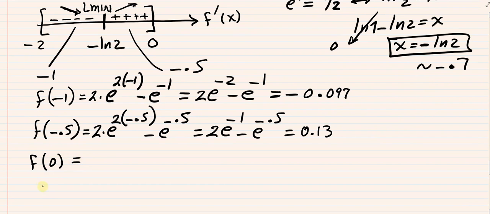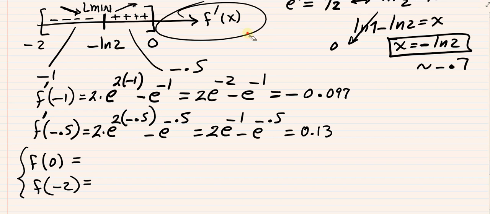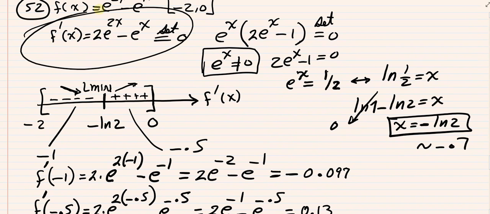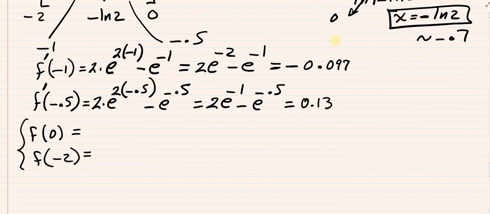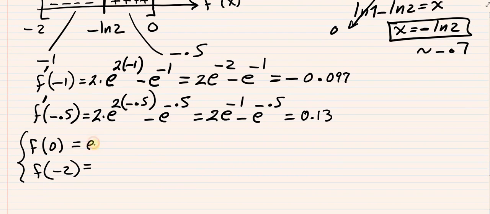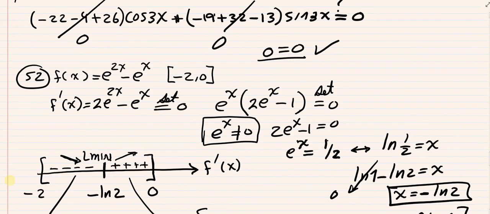F at 0 is, and f at -2 is. Now notice these are the function values, and here I have f prime actually. Sorry, because I'm trying to get the sign chart for the first derivative, I plug those into my first derivative, not the original function. But for these, I actually want to plug into the original function. I'm looking for endpoint extrema. That's why.